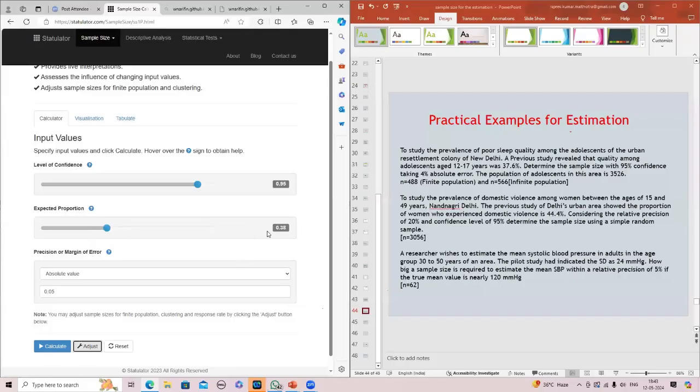So 0.38 is my expected prevalence, and then go for the margin of error. Margin of error is in absolute form. So I choose 0.4. Now I will click on calculate. So my sample size will be calculated.